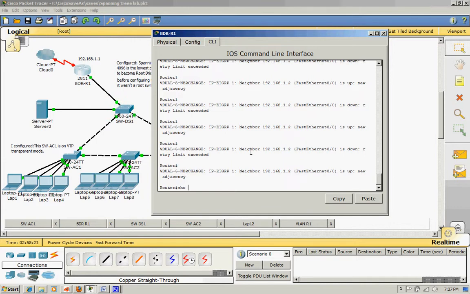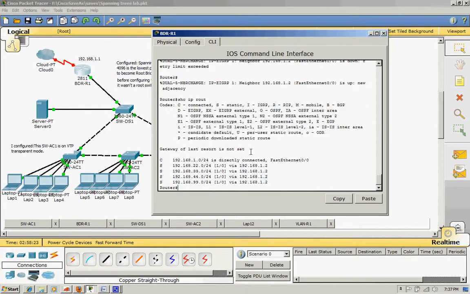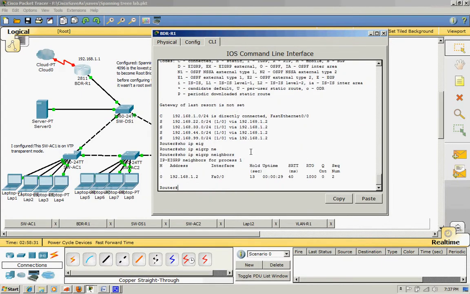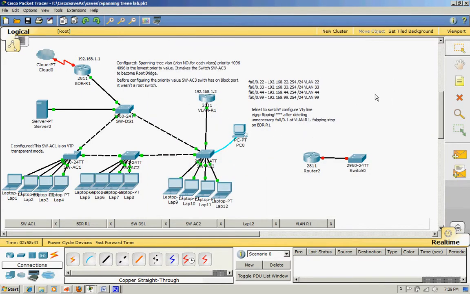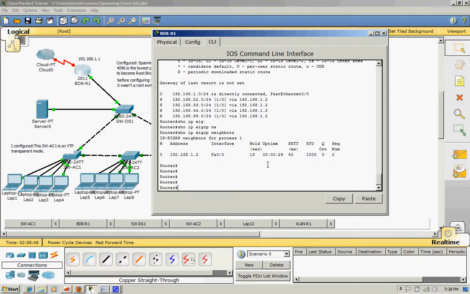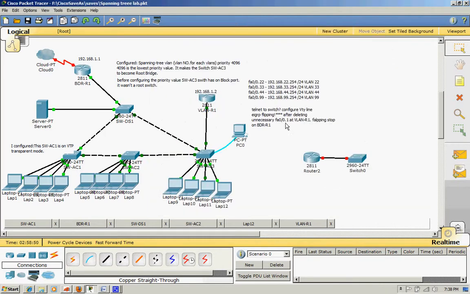Show IP EIGRP neighbors. So 1.2, FE00.1 or 2 is on this interface. Okay, it stopped flapping now. Now it's stable. So to make sure.